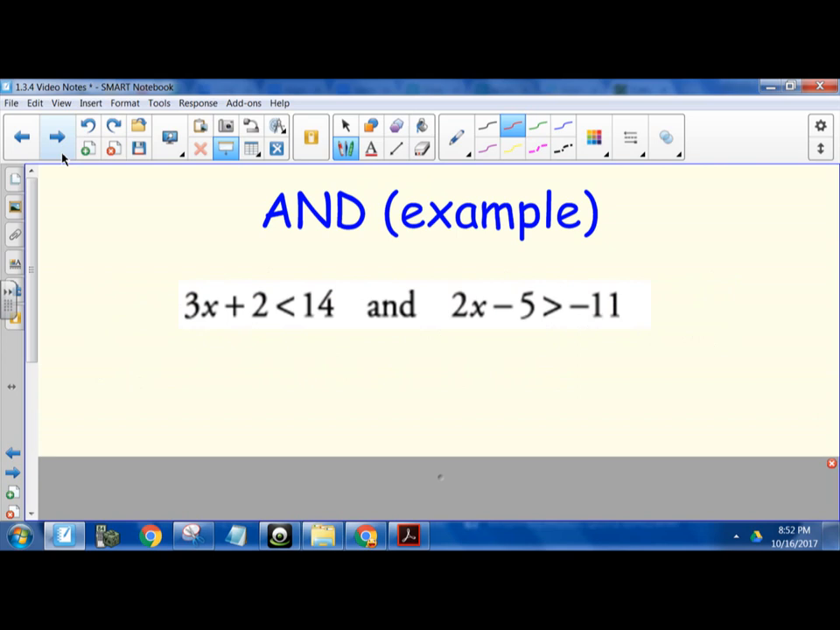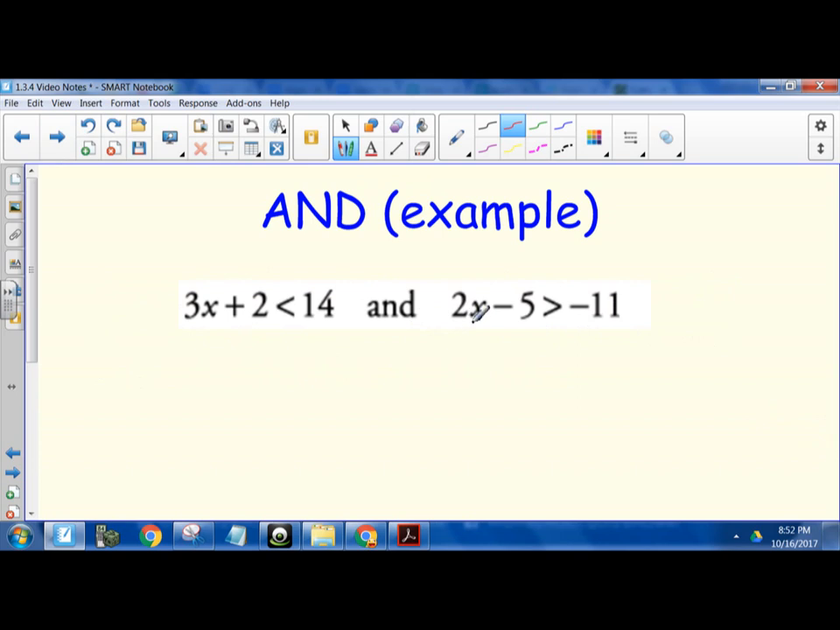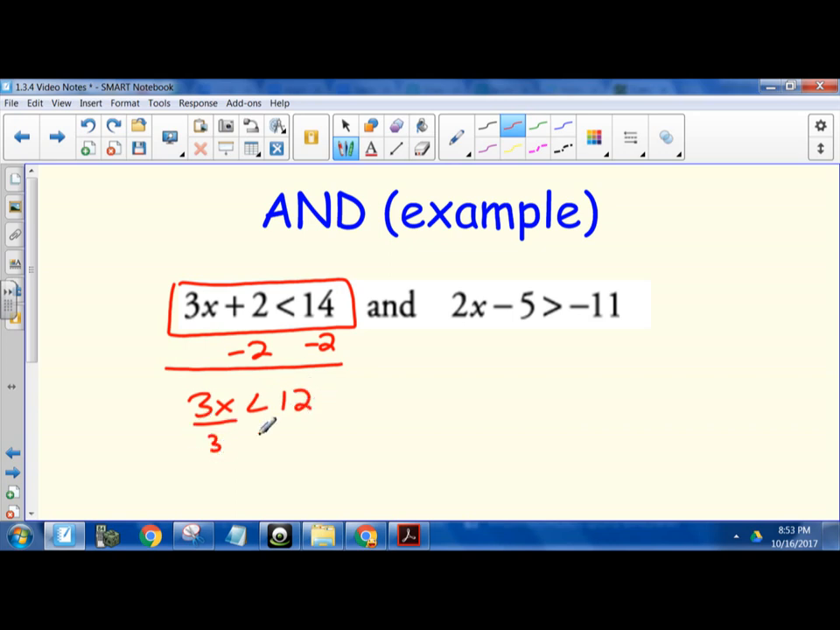Let's try an example. This is an example right here. It says 3x plus 2 is less than 14 and 2x minus 5 is greater than negative 11. So if you were to solve each piece, let's try this one first. It's separate from the other one. So this one you just subtract 2 from both sides of the inequality, and you get that 3x is less than 12, and then you would simply divide by 3, giving you that x is less than 4. And then your keyword should be written in the middle of both of the pieces.